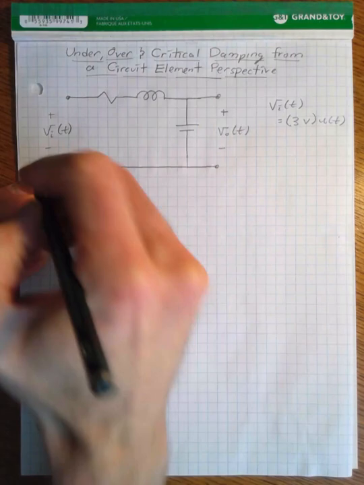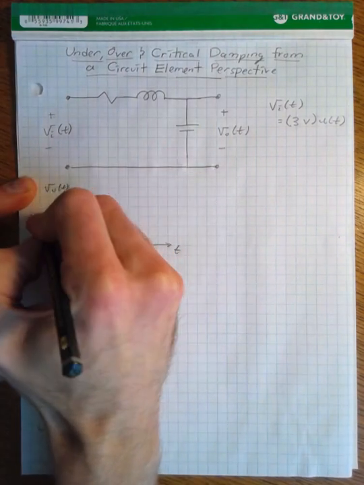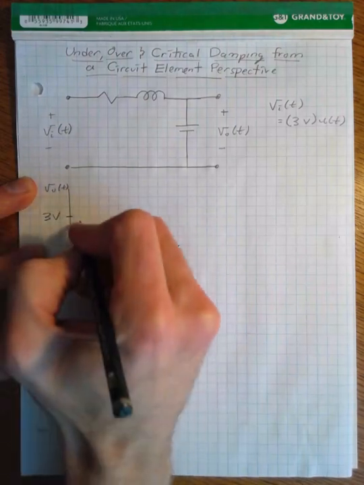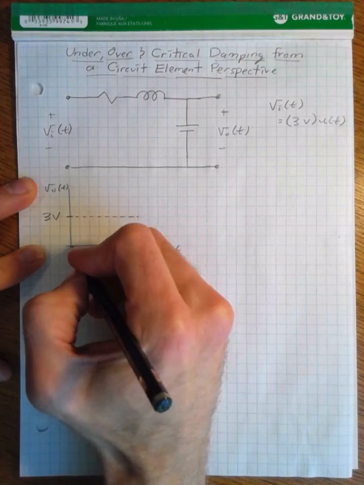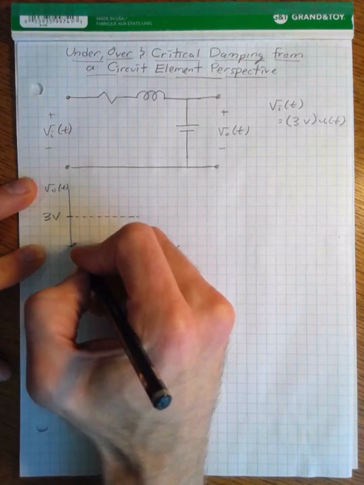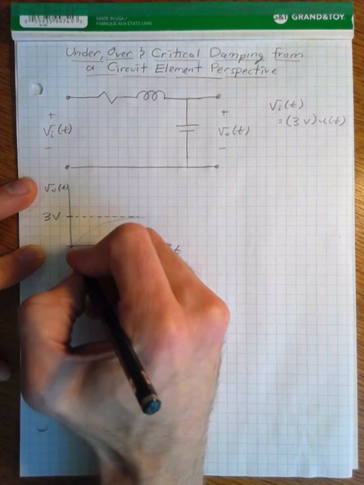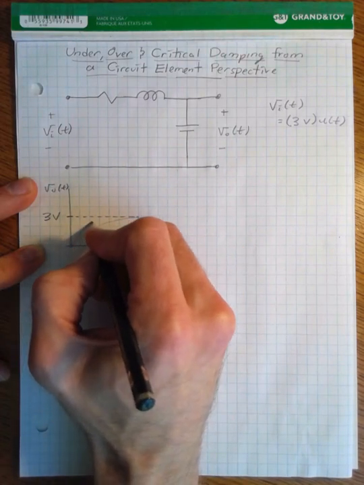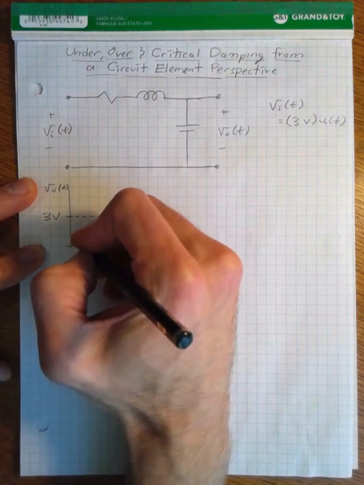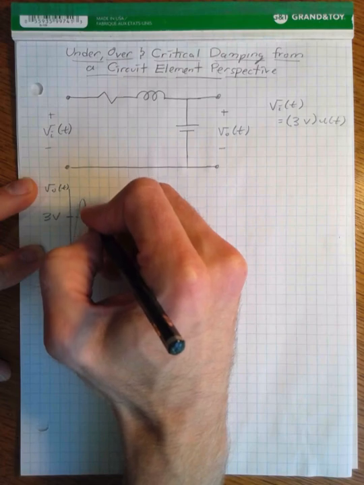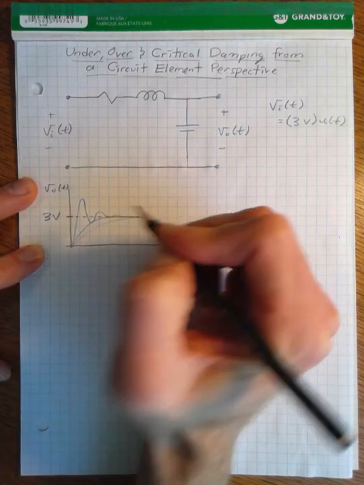output voltage as a function of time, we have our 3 volt level. And in the overdamped case, we asymptotically approached that 3 volt level. In the critically damped case, we asymptotically approached it a little bit faster. However, in the underdamped case, we shot right over it and then came back and oscillated and then finally converged to 3 volts.